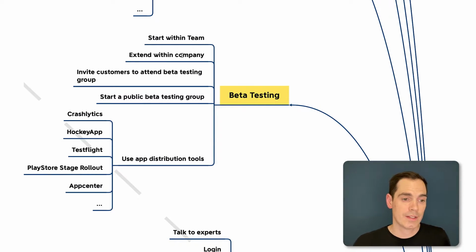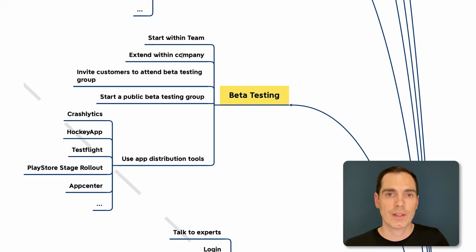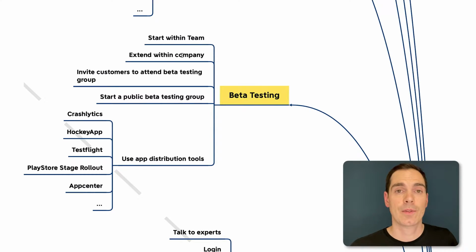Then if this is already established within your company, I can also recommend you to invite customers to the beta testing group. This can be done in a really easy fashion with, for example, on the Android side, the Google Play Store. You could just enable your app for beta testing, and then people can download a pre-release version as well. And then you have a public beta testing group as well.